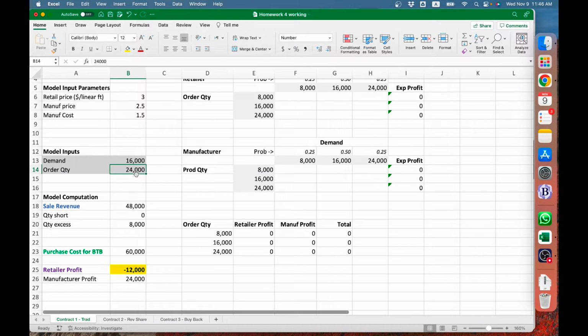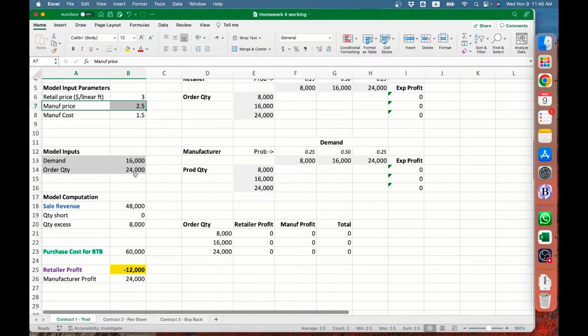So in this case, under a traditional purchase contract, if demand turned out to be medium, 16,000, and the retailer ordered 24,000, the retailer ends up in a loss because they have so much excess inventory which they paid for but never sold. But the manufacturer sits on a nice big fat profit because they produce a lot, 24,000, and they sold all of it at $2.5 a piece to the retailer.